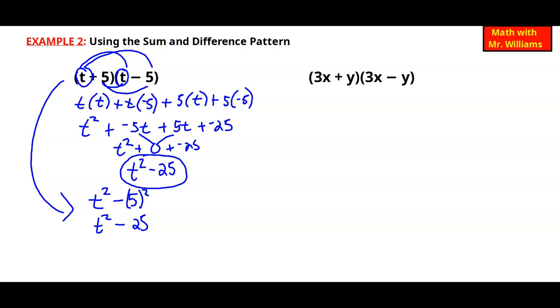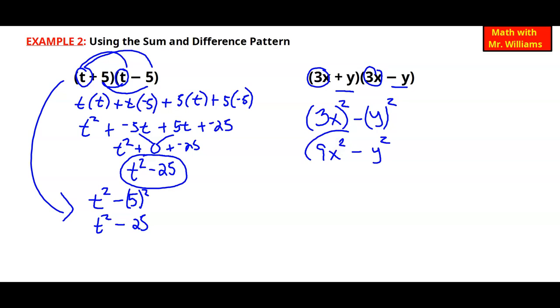So we can see in the second one they both have a 3x, but then they have plus y and minus y. So there's our pattern again. We need to square the first term, and because those are a positive and a negative, we're going to subtract, and we square the second term. So we have 3 times 3 is 9x squared minus y squared as our answer. And you can quickly see that is a lot less work if you know what the pattern is.